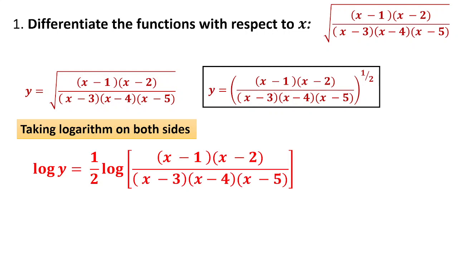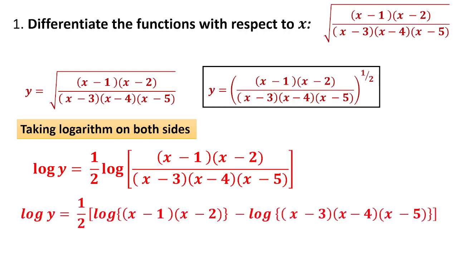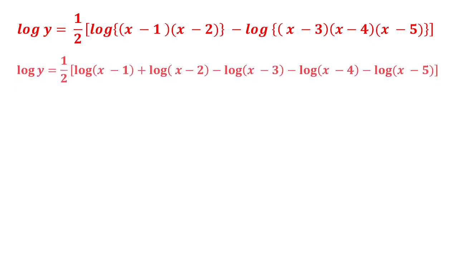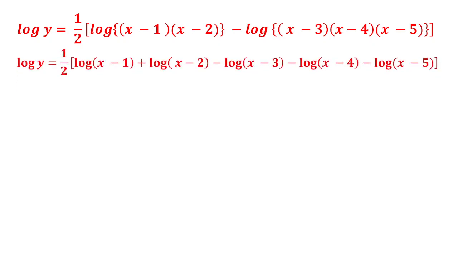the whole expression. This expression is containing some terms in the numerator, some terms in the denominator. For log of the numerator minus log of the denominator. Once again, the numerator is log of product of 2 terms, therefore log of x minus 1 plus log of x minus 2. Denominator, log of product of 3 terms, therefore log of x minus 3, log of x minus 4 and log of x minus 5. Minus everywhere, minus is multiplied.